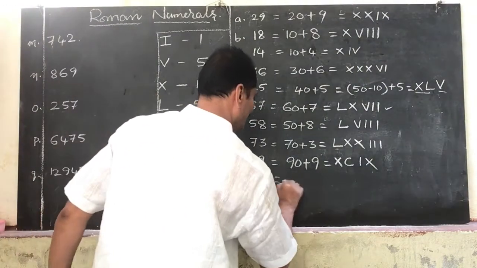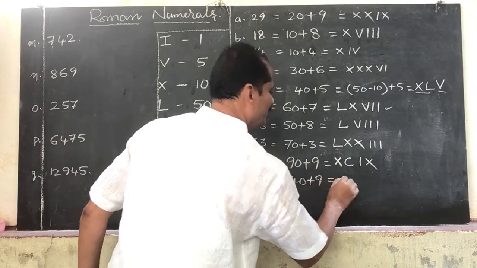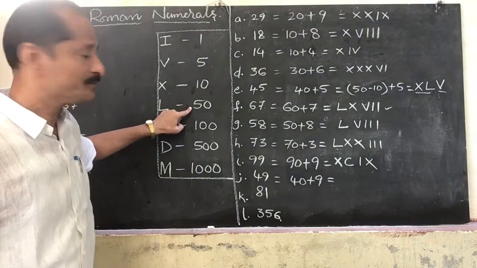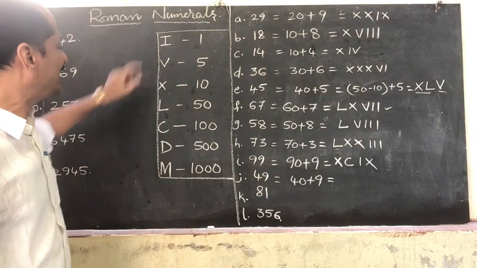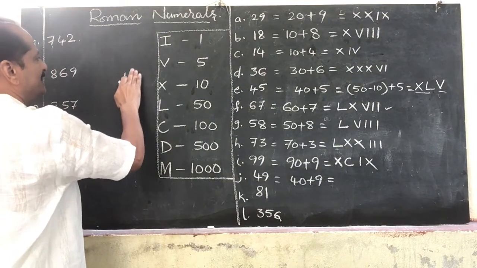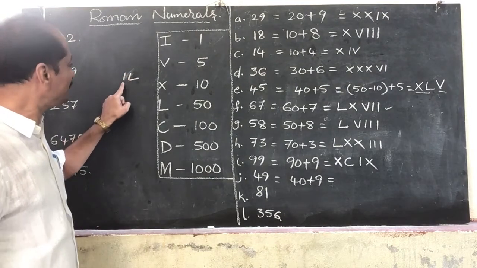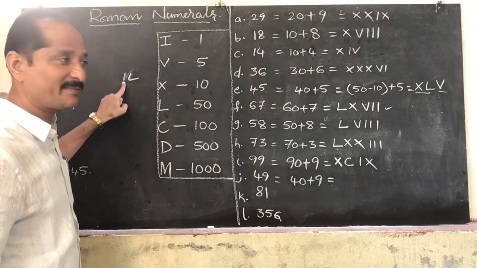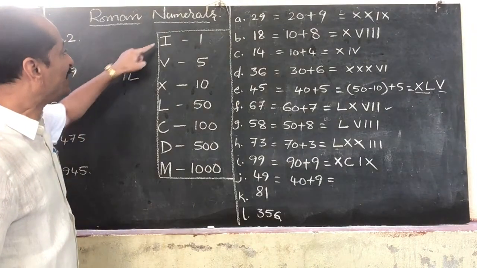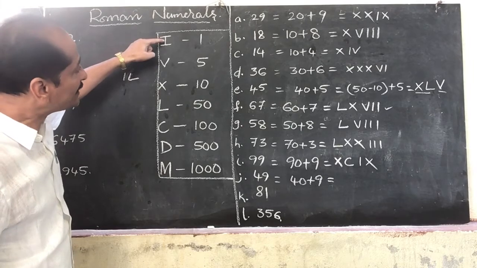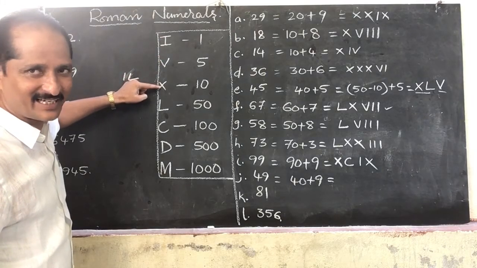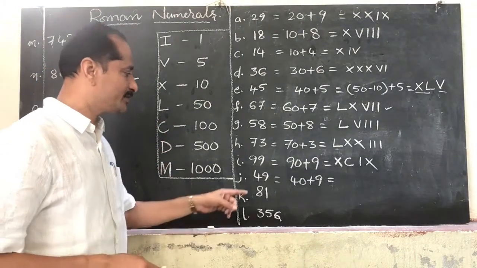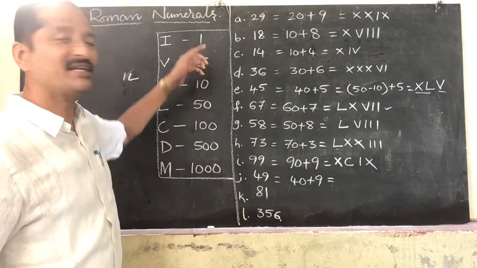In the same way 49 also. Very good. 49 is 40 plus 9. But we could also do 50 minus 1, which is actually 49. But writing IL is wrong. IL means writing the smaller symbol on the left side of the greater symbol. But it cannot be written. Why? Because I cannot be subtracted from L. I can be subtracted only from V and X. That is the rule. So to write 49, we should not write 50 minus 1.